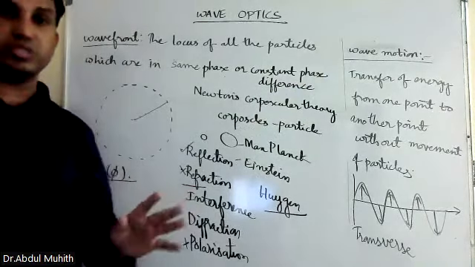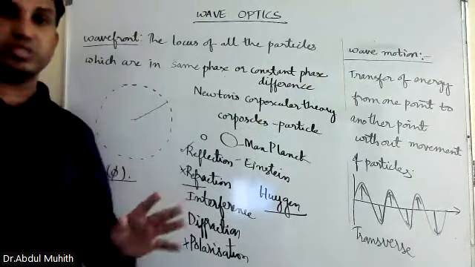Next is Huygens principle. What does Huygens principle say? We can write one more definition: the lines perpendicular to the rays are known as wavefront. So then you have three different definitions: the locus of all the particles which are in the same phase or constant phase difference, or a surface of constant phase, or lines perpendicular to the rays.